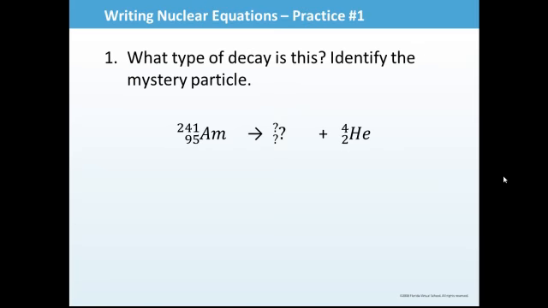Okay, one more practice problem. Let's have you try this decay on your own. Please pause this recording. You should be able to do this with no problem. If not, you may need to rewind and go over the practice problems again.